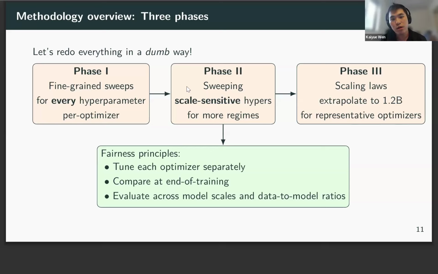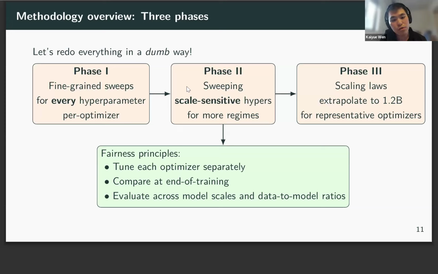And finally, to check our result on even larger models, because we couldn't afford to do the same amount of fine-grained sweeping on 1.2B, we used some standard practice like scaling laws to extrapolate to a larger model. In our case, it's not that large, but it's still larger than the previous experiments. We then extrapolate to 1.2B and from 1x to 8x Chinchilla for some of the chosen optimizers to further compare their performance. So roughly speaking, in our study, we try to follow the following principles.